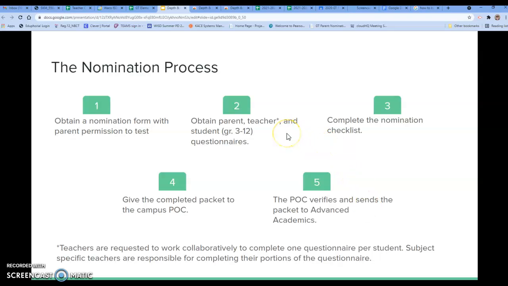However, there are some questionnaires that must be completed as well, specifically from the parent, as well as at least one teacher. There is a nomination checklist. You can find that on the hub. But once that checklist has been completed and it's formed into a packet, we are working to digitize, but right now it's still just a paper packet. Your person of contact for your campus will then deliver it to my office, where we will review it and prepare to test students.